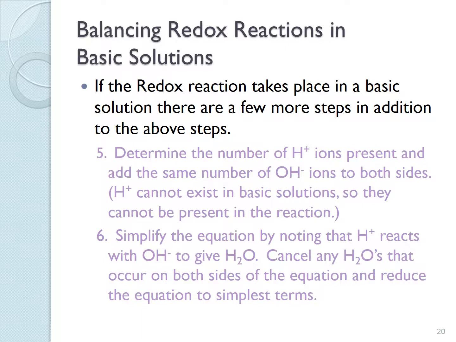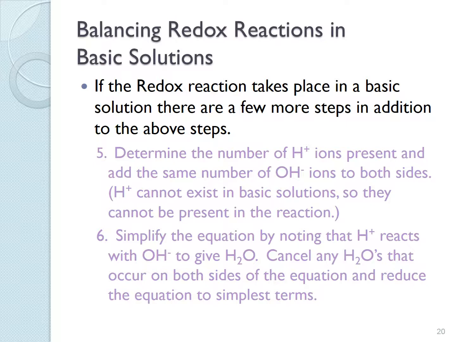Now, what if we were doing the reaction in a basic solution? There's a few more steps that you have to do. It's usually best to start by balancing it pretending you have an acidic solution, and then do this at the very end to fix it for a basic solution. So what happens if you have hydrogens hanging around and it's in a basic solution? Those hydrogens are immediately going to react with OH- to give us a water molecule. So what we're going to do is add OH- to both sides.